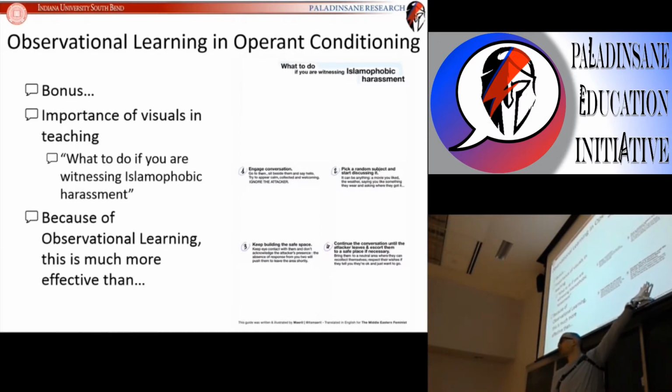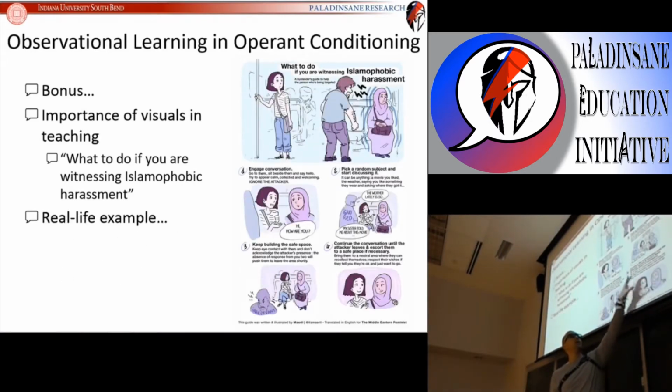But this has no observational learning. You don't see another individual doing the actual behavior. You add the images to it, you see the actual person doing that, you can't help but go through observational learning and increase the acquisition of these particular skills and make it more likely that you will perform those particular skills in the future as well. So this is a double shot of observational learning all in one nice little pamphlet. Any questions about this one before we see another real life example?